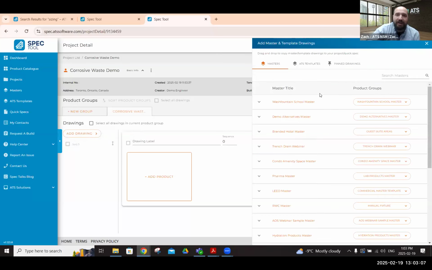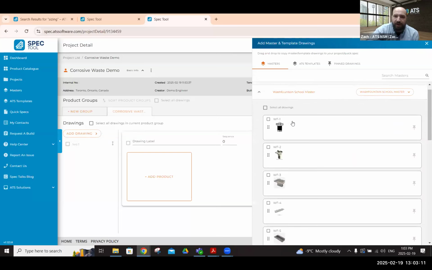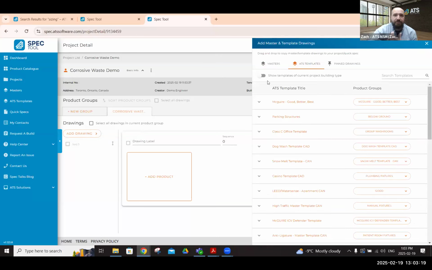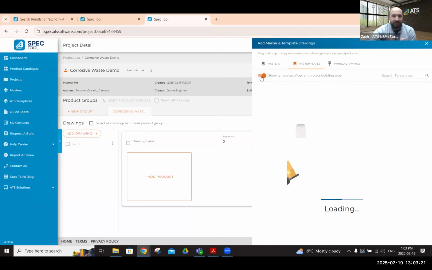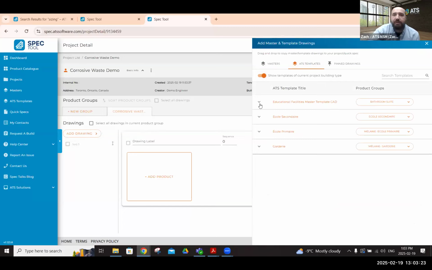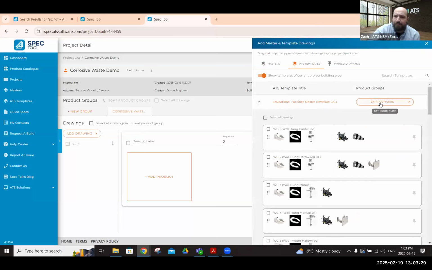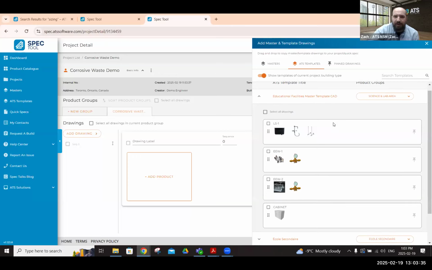So if we need to add a couple of sinks and, you know, maybe floor drains, anything like that, you can see we've got our masters, again, your firm's masters. We've got ATS templates, so the ATS recommended masters for your application. So we can go to our educational facilities template for Canada. You can see we've got bathrooms, suites, change rooms, CAFs, science and lab areas. So we can go to science and lab area.